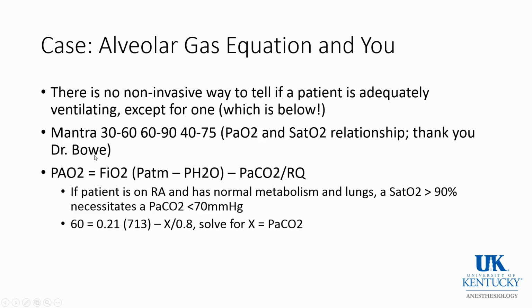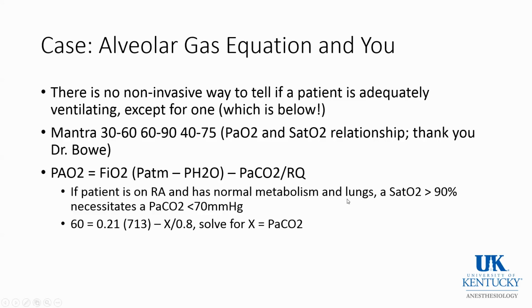If you take the alveolar gas equation, which is listed here, the PAO2, so the alveolar oxygen, is the FiO2 related to the atmospheric pressure and the partial pressure of water, so the humidity, then the CO2 and the respiratory quotient. So what do you want to take out of this? If you have a patient on room air, so there is no supplemental oxygen, the FiO2 is 21%, and they have a normal metabolism, so the respiratory quotient is relatively normal, so they're not hyperthyroid, they don't have malignant hyperthermia, neuroleptic malignant syndrome, etc., and their lungs are relatively normal.